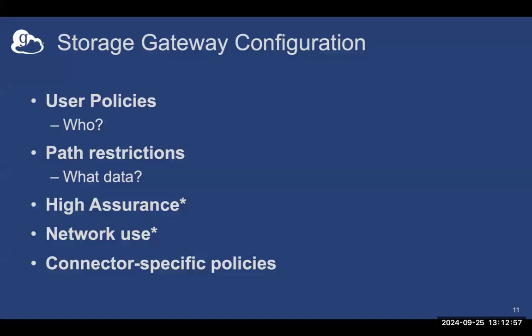So for the storage gateway, there's a few classes of configuration. There's the who question, about who can access data on this storage gateway. There's the what data question, which is what paths collections are able to access and with what permissions. And then there's a few security things related to high assurance. There's a way to override the network use, which I'll talk about a little bit later about why you would want to do that, as well as a bunch of connector specific policies.